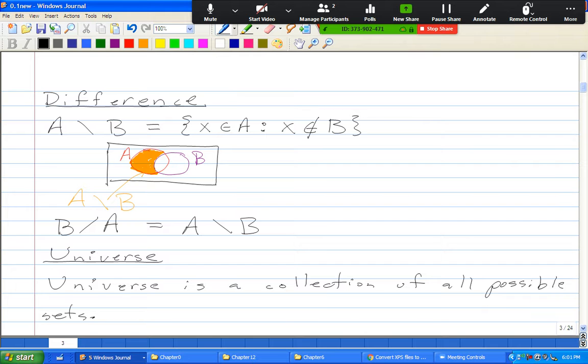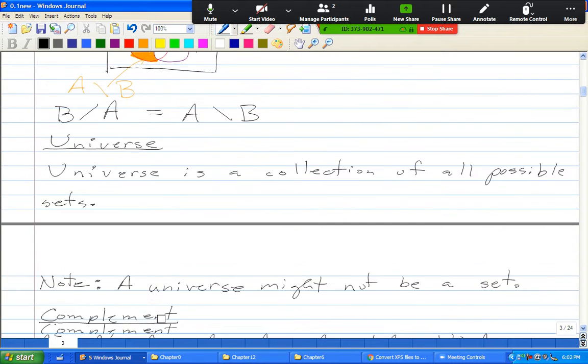The universe. So the universe is a collection of all possible sets. Please note that a universe might not be a set. So the reason for a universe is because there are several paradoxes that occur if you assume that the set of all sets is a set.